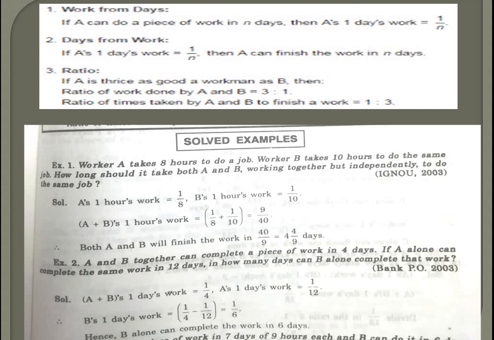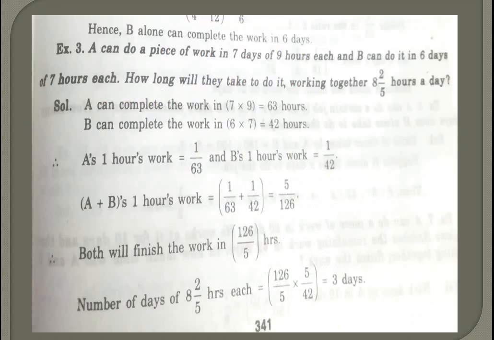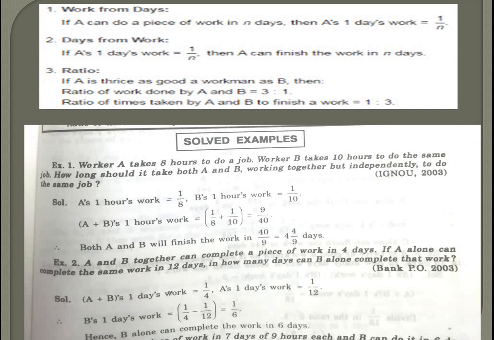So I have to first find A plus B's 1 hour work. So I have to add A's 1 hour work and B's 1 hour work separately, and the answer, in terms of completion of the work, 9 by 40 should be written as 40 by 9, and the answer also should be written as a mixed fraction.